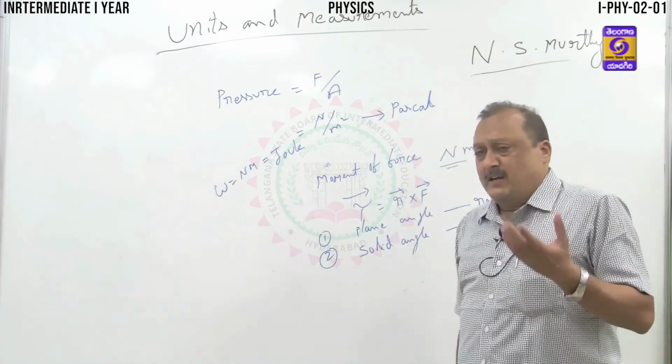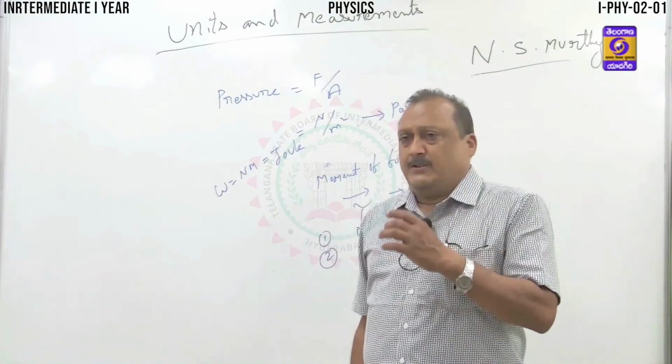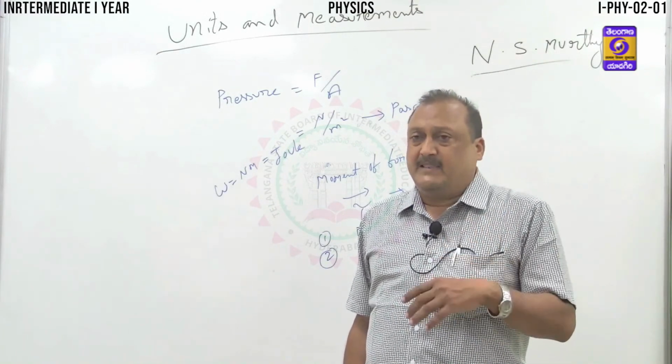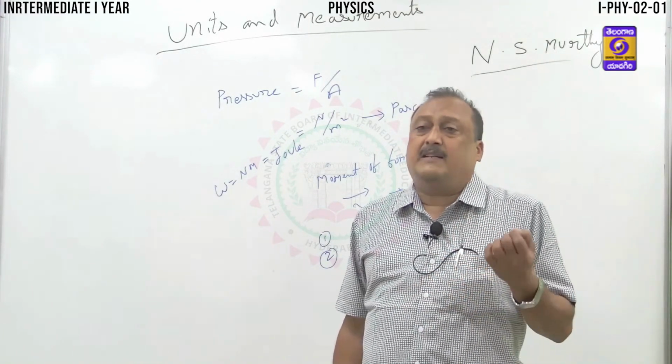If the measured value is very near to the actual value, the true value, then accuracy is high. Precision depends on the least count of the measuring instrument.